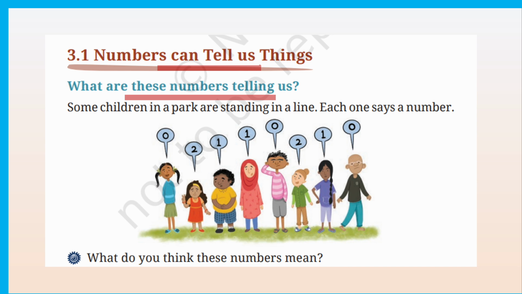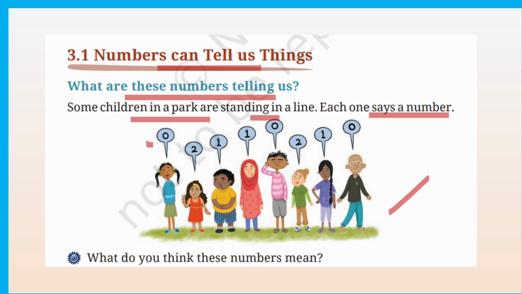Some children in a park are standing in a line. Each one says a number. Look at this picture. Imagine kids standing in a row in the park, each saying a number like 0, 1, 2, etc. Here we see 8 children. Above each child is a speech bubble with a number.